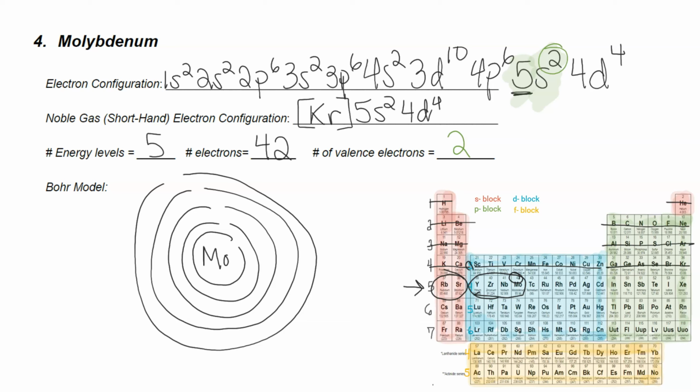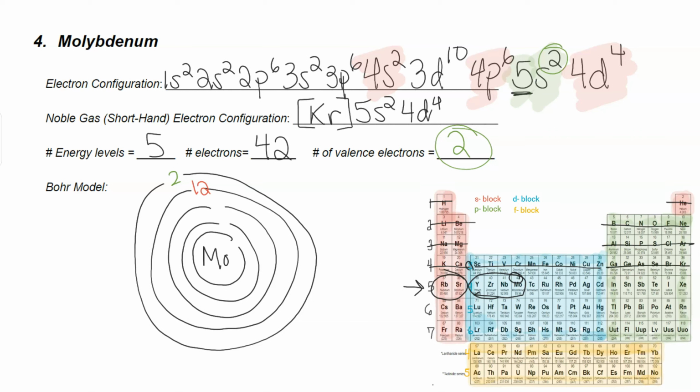We know our number of valence electrons already. It's 2. We already figured that out, so we'll start with the outermost ring, and we'll work our way in. So energy level number 4, we have 4s2, 4p6, and 4d4. So 2 plus 6 plus 4 gives us a total of 12 electrons in the 4th energy level.